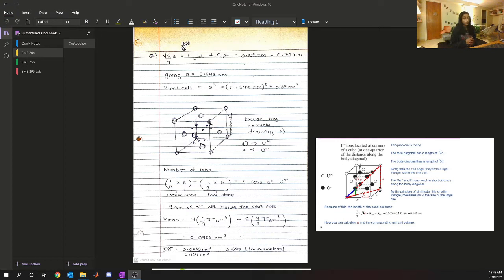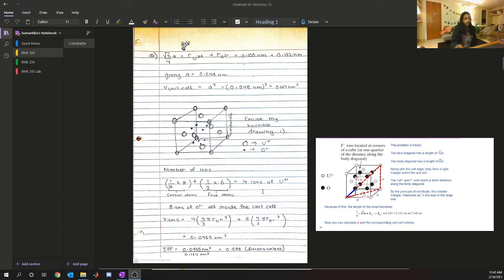This threw me off a couple of times, and I'm pretty sure it threw everybody off, because we had quite a long debate on whether to use the FCC formula or the BCC formula. Most of us went with what was in the textbook, which was the BCC formula, square root of 3 divided by 4. A equals the radius. Doing that, you find A, and that's 0.48 nanometers. Going on from that, you find A cubed, which is the volume of the unit cell.